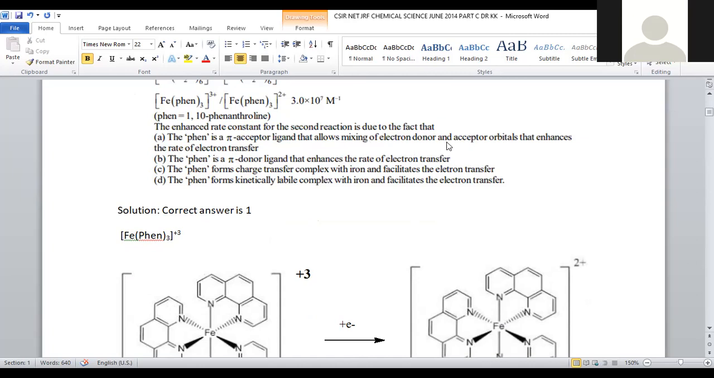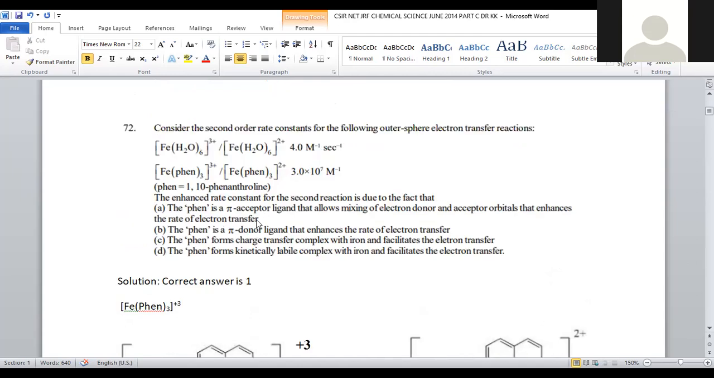So that mixing of electron donor and acceptor ligands is possible, and this will facilitate the rate of reaction. Subsequently, electron transfer will be faster in nature, right? Because of this pi acceptor nature and the mixing of orbitals, that will facilitate the electron transfer reaction. That is given in option number 1. Question 72: option number 1 is the correct answer.